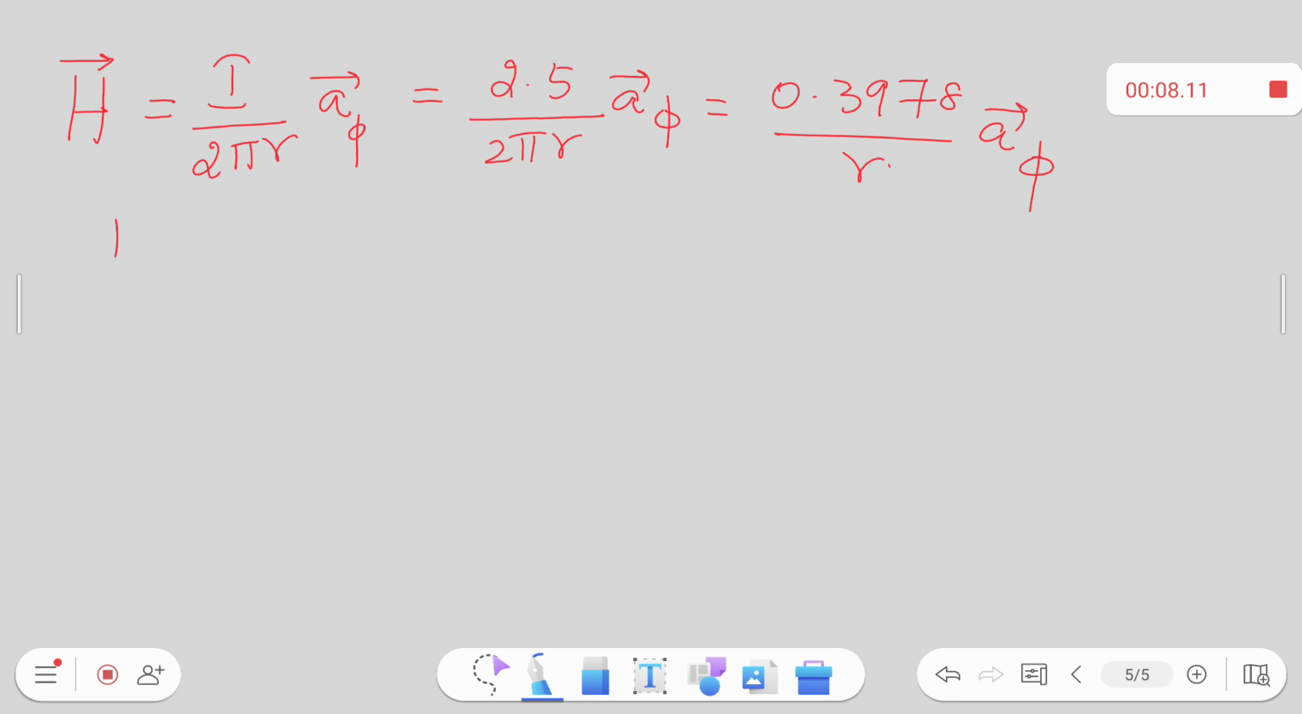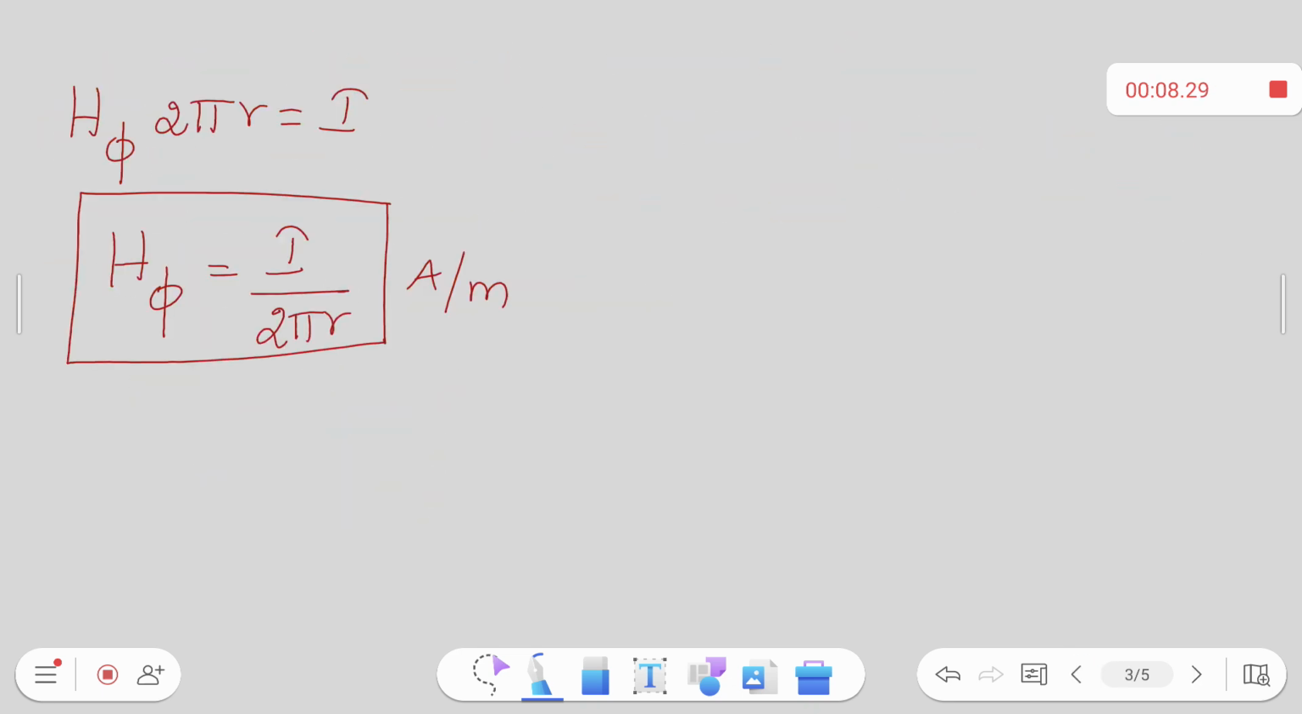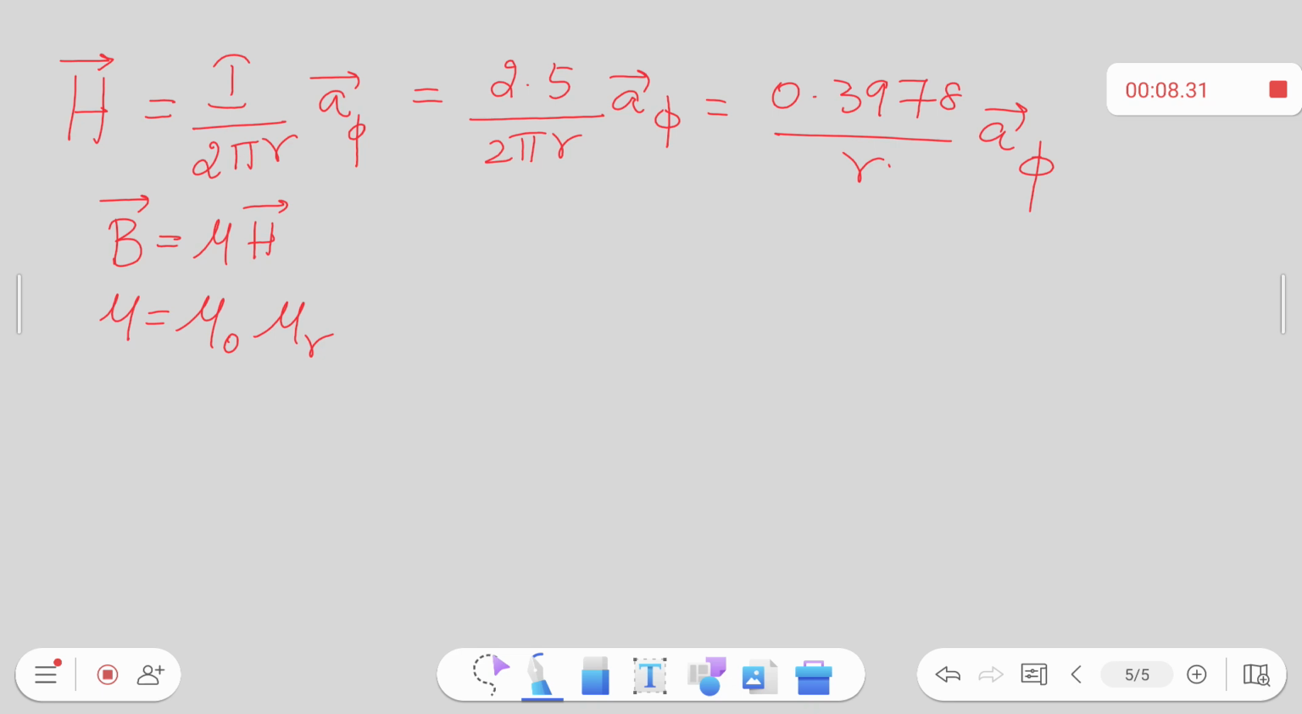We know the relationship between magnetic flux density and field intensity, B is equal to mu into H vector. What is mu? Mu is my permeability, where mu is mu naught mu r. Mu naught is absolute permeability and mu r is relative permeability. If you look at the problem, the statement given is in free space. So for free space my relative permeability will be 1, so mu r is 1. We know the value of mu naught. Mu naught is 4 pi into 10 power minus 7.